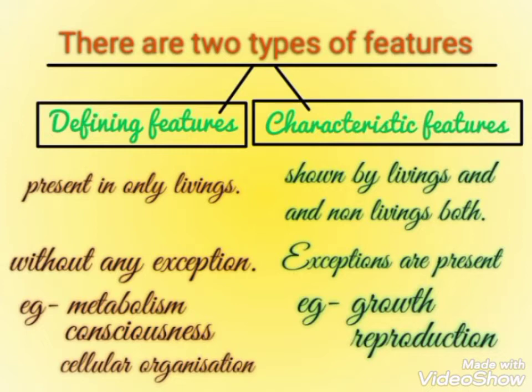Third, we can take cellular organization. As we have read, all the living organisms are made up of cells, so there can't be any exception and no non-living has a cellular organization. That is why it is a defining feature. Now we can take characteristic features. These are the features which are shown by living as well as non-livings. Exceptions are also present in these features.